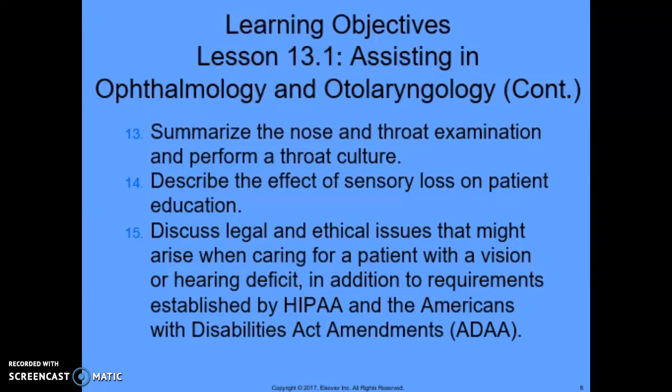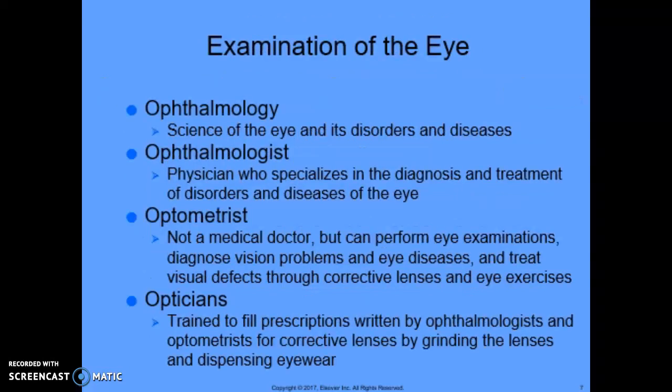Describe the effect of sensory loss on patient education. Discuss legal and ethical issues that might arise when caring for a patient with a vision or hearing deficit, in addition to requirements established by HIPAA and the Americans with Disabilities Act amendments. That's a lot that we have to accomplish this week. So let's look at the examination of the eye.